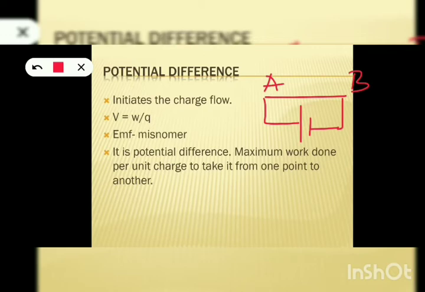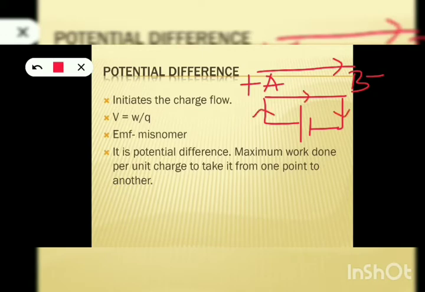So what happens when a battery is connected? End A of the wire is connected to the positive potential and end B of the wire is connected to the negative potential. So there is a potential difference between the ends of the wire, and current or charges have a tendency to flow from high potential to low potential area. So this will be the direction of the current flow through the circuit. So here, which initiates the charge flow? This potential difference. It acts like a trigger and initiates the charge flow. And this potential difference is provided by battery.